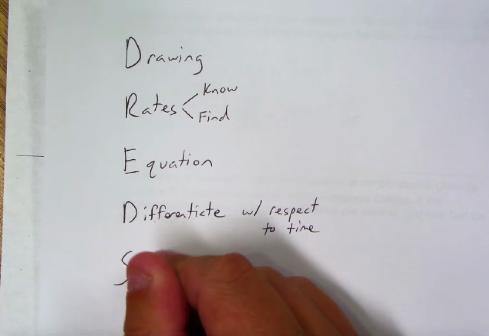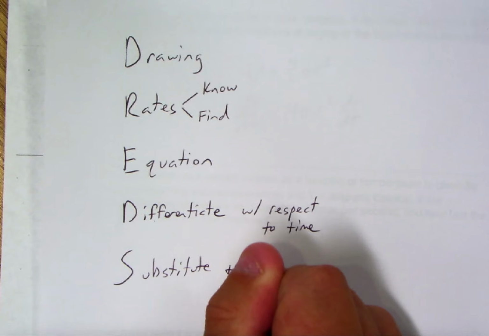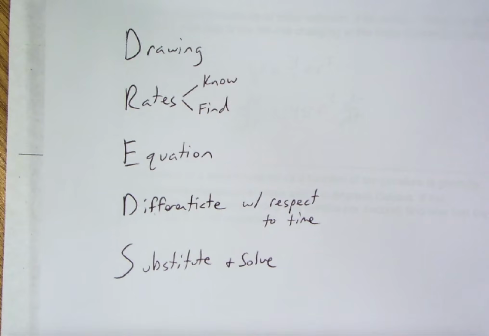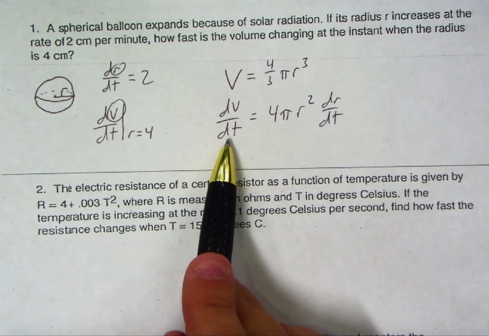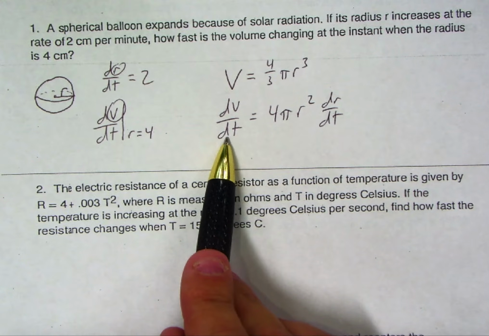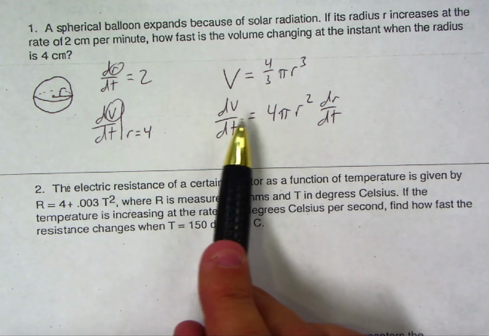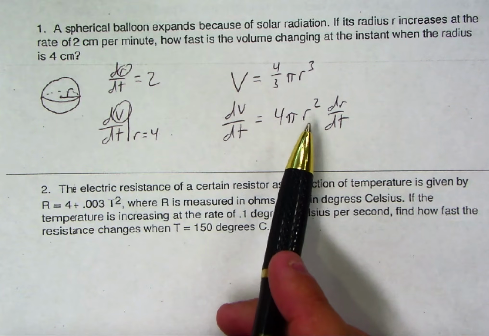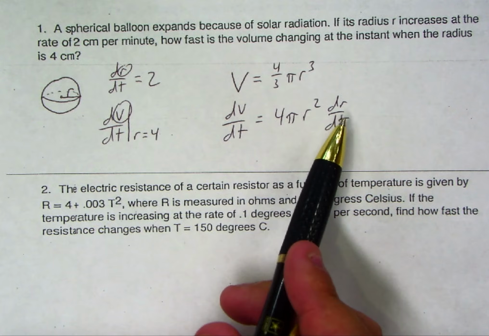From here, now it's kind of the fun part. The last S is substitute and solve. Like plug in the stuff you know and solve for the thing you're trying to find. Like this is the plug and chug part. So we're trying to find dV/dt. That's what we're looking for. At this point, now that we have frozen time, that's kind of what we just did. We have paused time. Now we could plug 4 in for r. And we also know dr/dt is 2. So we could put 2 in for dr/dt.